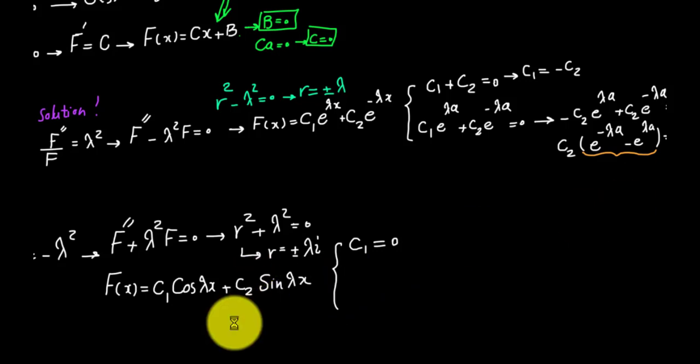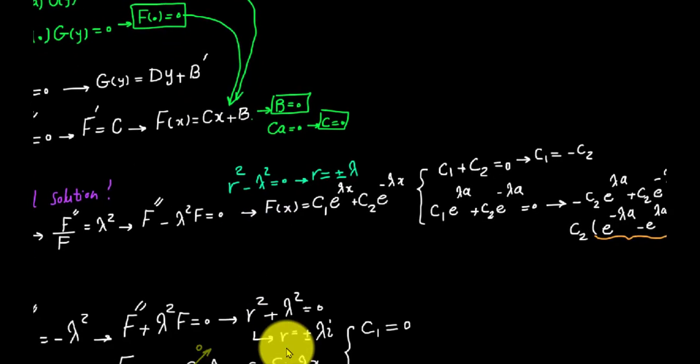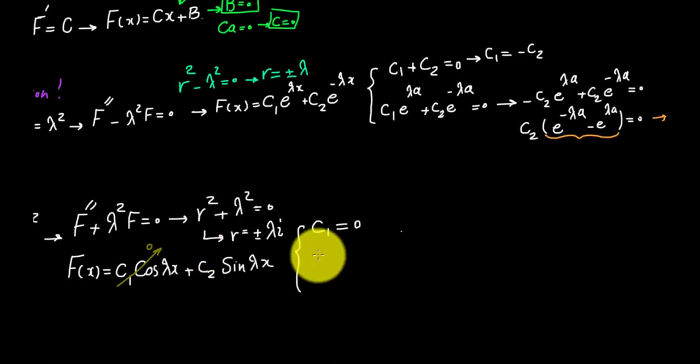So the first term is cancelled because C1 is equal to 0. The second boundary condition is that the capital F of A is also equal to 0. So if I plug x equals to A, that gives me C2 sine of lambda times A equal to 0. And as we know that the C1 is 0, the only way that this product between C2 and sine of lambda A becomes 0 is that the sine becomes 0. Because if C2 is 0 and C1 is 0, again we ended up getting the trivial solution, but we are looking for non-trivial. So sine of lambda A must be equal to 0.